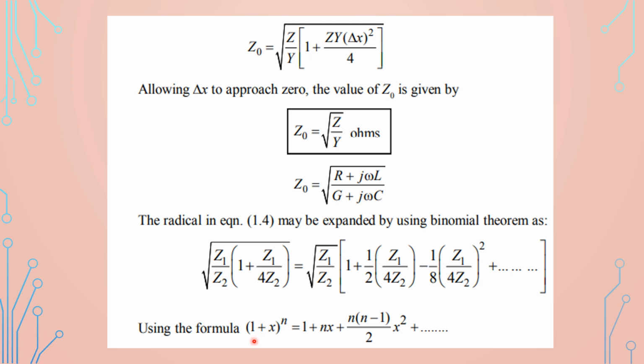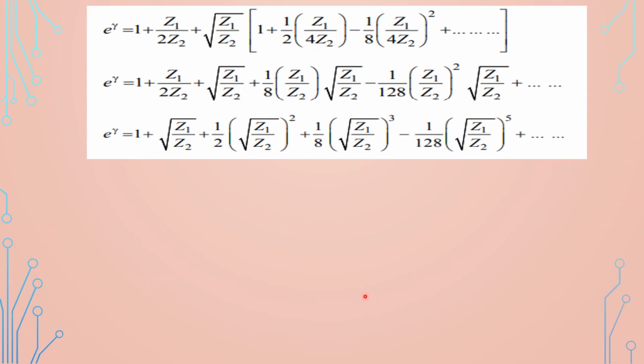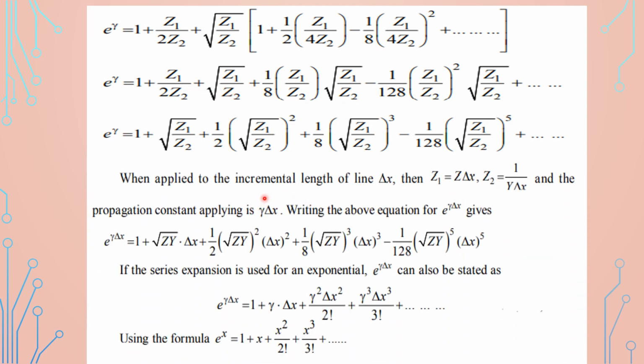We know the binomial theorem: 1 plus x power n is equal to 1 plus nx plus n into n minus 1 by 2 x square and so on. We substitute in the binomial theorem and finally find gamma. This is our expansion of the binomial theorem. Since we are taking an incremental length of the line del x, we can write Z1 is equal to Z into del x, as we substituted in the previous derivation. Here also we consider that, and Z2 is equal to 1 by Y del x. The propagation constant can be applied as gamma into del x.